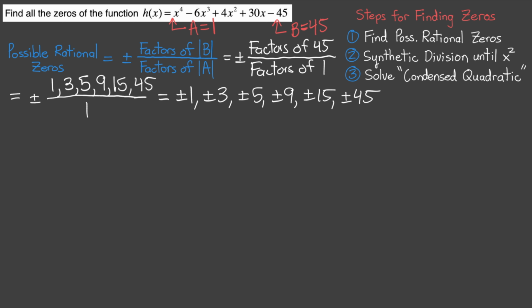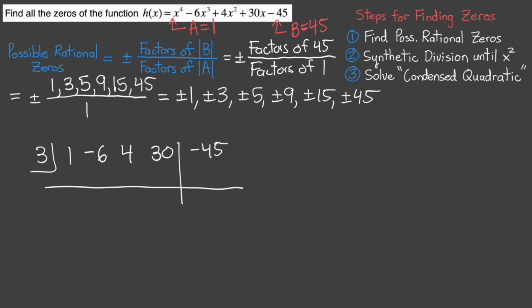So let's try 3 as our next one. So we have 1, negative 6, 4, 30, and negative 45. All right, bring down our 1. Multiply 1 times 3, which is 3. Add the negative 6 and 3, which gives you negative 3. Then we multiply 3 times negative 3. Then we add 4 minus 9, which gives us negative 5.